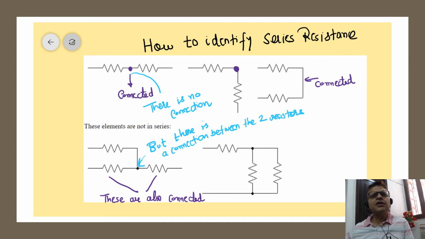I hope this is clear to you. When you do some questions, look at them very carefully, whether there is an extra connection at the point of connectivity of the two resistors or not. If there is one, then the two resistors are not in series.